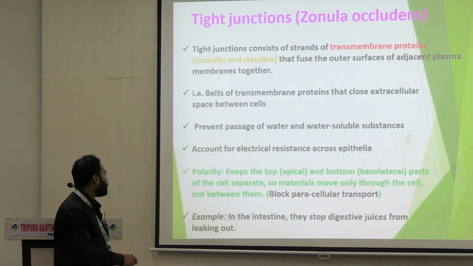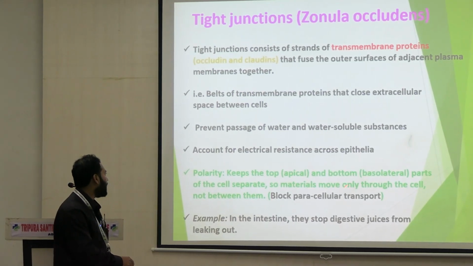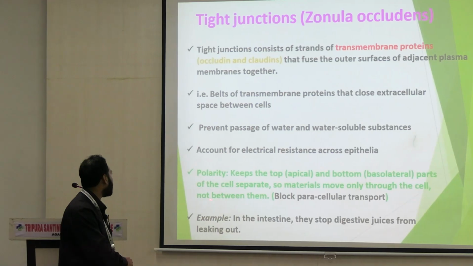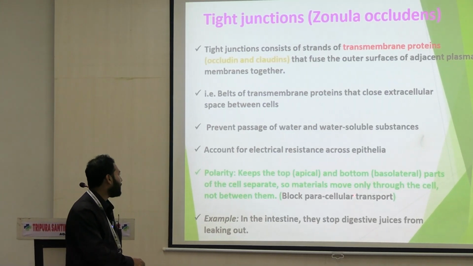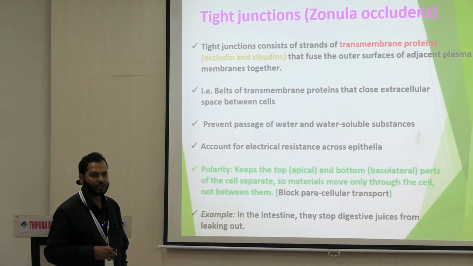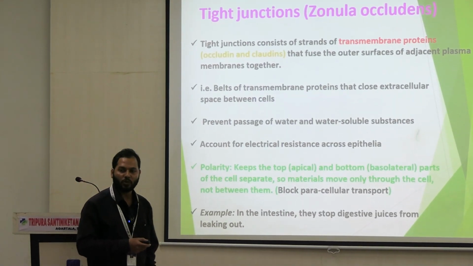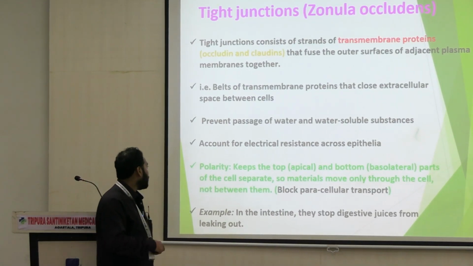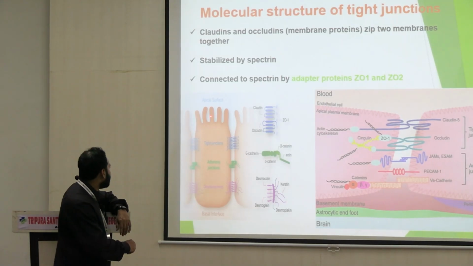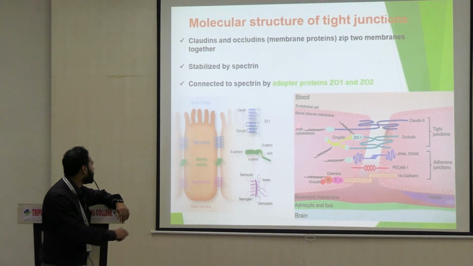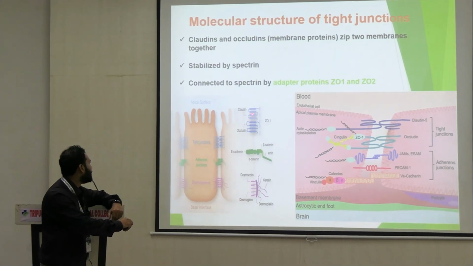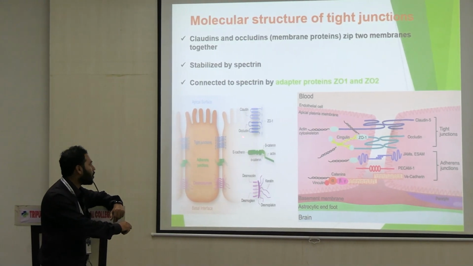It keeps the top and bottom parts of the cell separate, so materials move only through the cell, not between them, right? As I've already mentioned, it blocks the paracellular transport process. Instead, it forces the transcellular transport process. See here, these are the transmembrane proteins. There are 4 transmembrane proteins. These are called Claudin and Occludin.